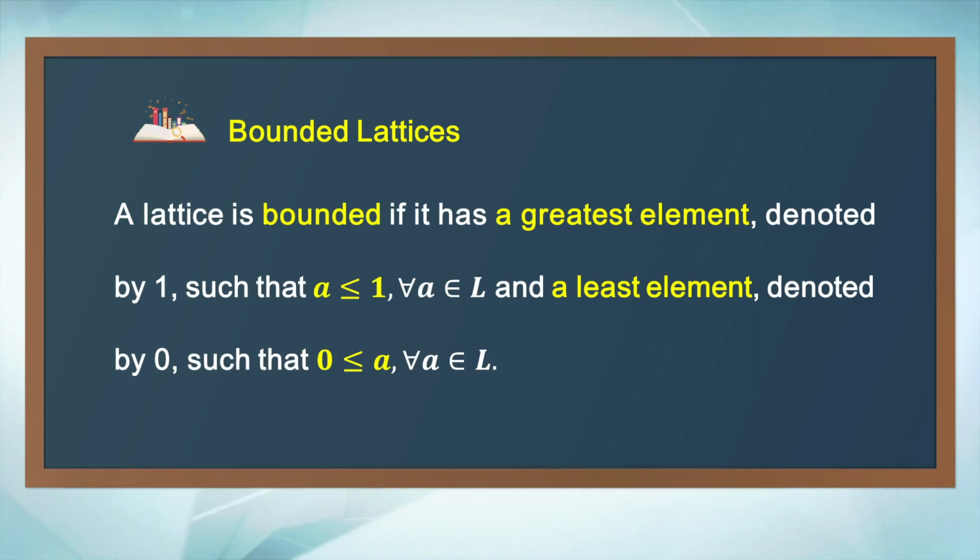An element in a poset is called the greatest element if it is greater than any other elements in the poset. An element in a poset is called the least element if it is less than any other elements in the poset. We use 1 to denote the greatest element. A is less than or equal to 1 for all A. And we use 0 to denote the least element. 0 is less than or equal to A for all A.